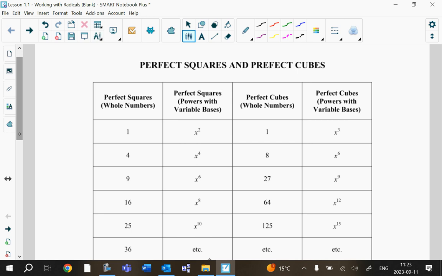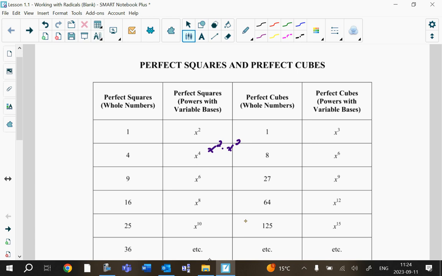Why is x squared a perfect square? What times itself gives you x squared? Don't overthink. X times x, right? Because x to the first times x to the first is x to the second. Why is x to the fourth a perfect square? Because x to the second times x to the second. If you remember your exponent laws from last year and from grade 9, when we multiply 2 powers with the same base, we add the exponents.